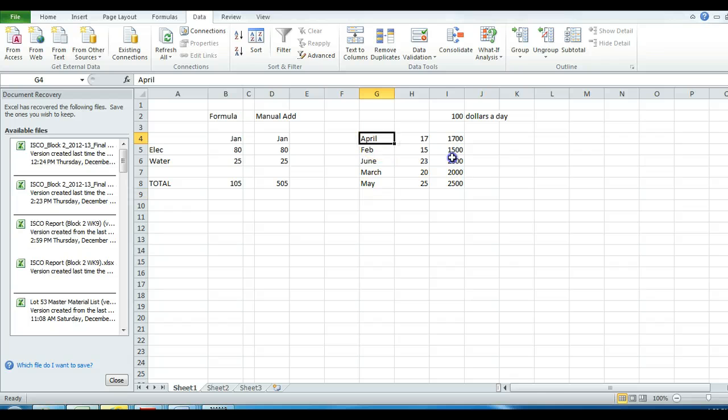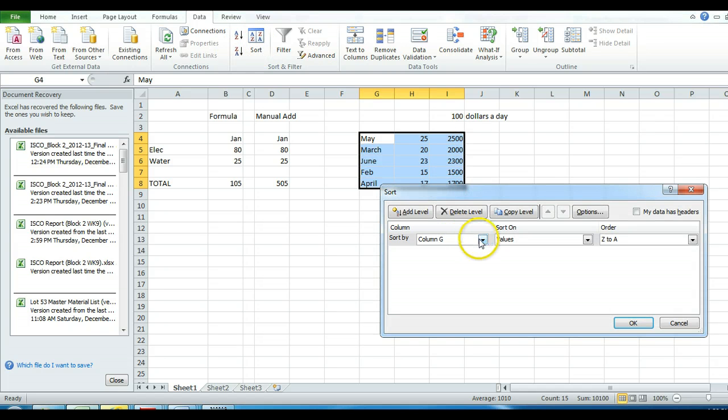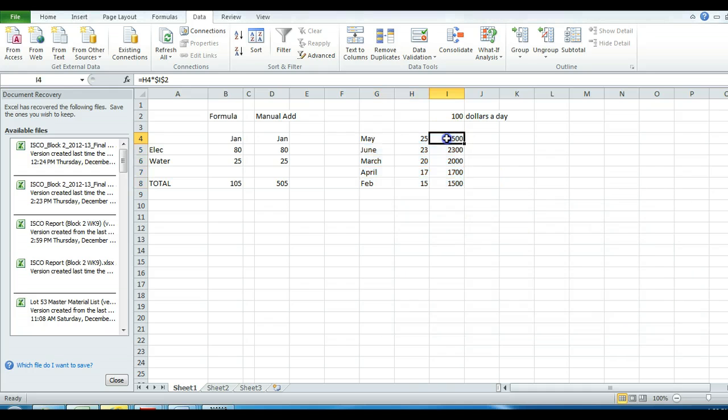If I wanted to sort it all highest to lowest, I would use Z to A, then I would sort on column I. Now that put all the money highest to lowest. So you can see how sort works.